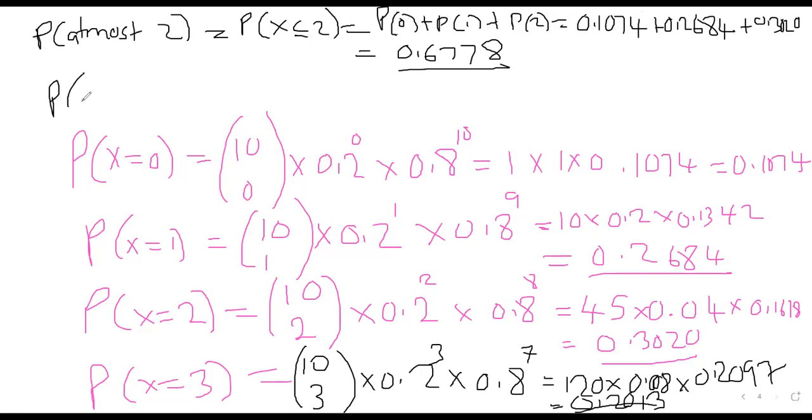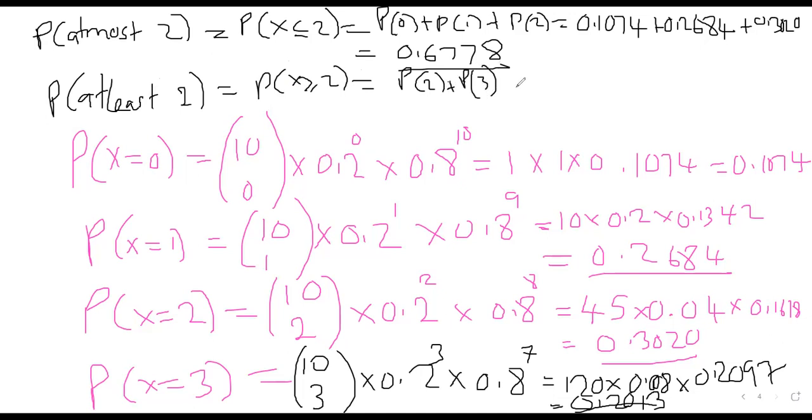But if they ask the probability of at least 2, at least means that number and above. So at most means that number and below. So you need to understand grammar very well. So at least 2 means we're starting from what? 2 going upwards. So meaning we're looking at the probability of what? 2, probability of 3, probability of 4, up to the last number, which is n, 10.